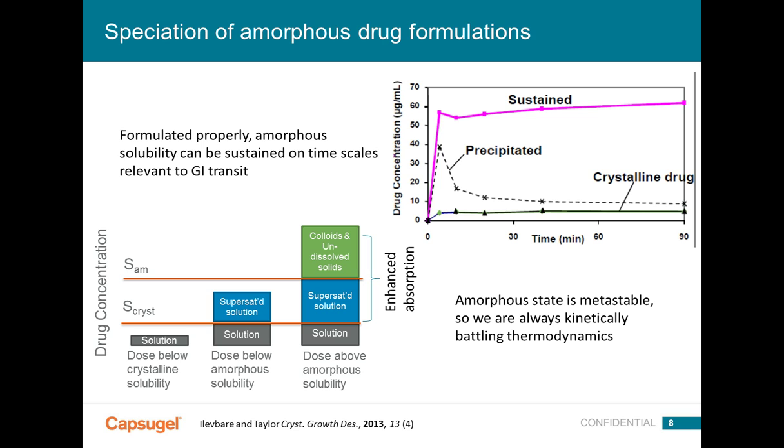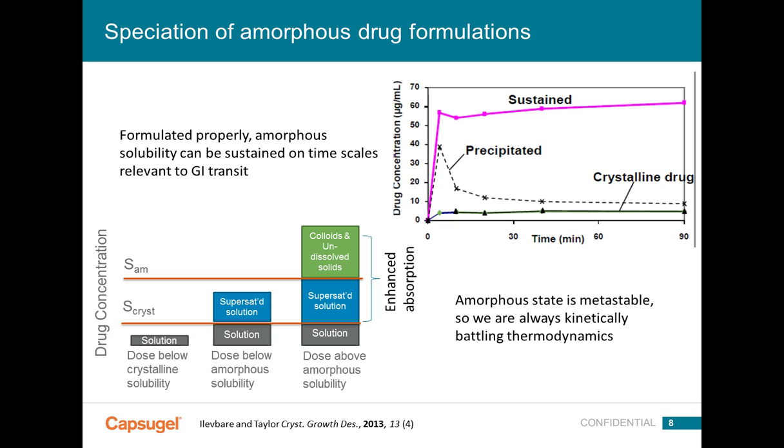It's important to keep in mind that the amorphous state itself is metastable, meaning that no matter what, the drug always has some driving force to revert back to the crystalline state. However, inclusion of these sustaining polymers can help prevent crystallization from occurring on timescales that are relevant to drug absorption. And this plot on the right are examples of this.